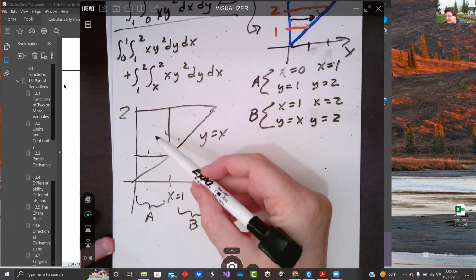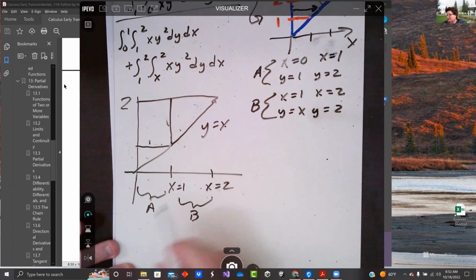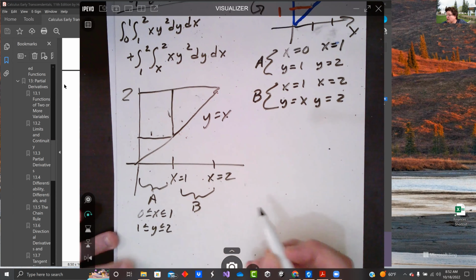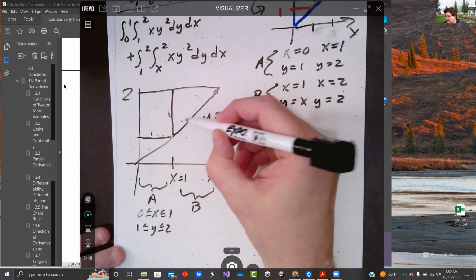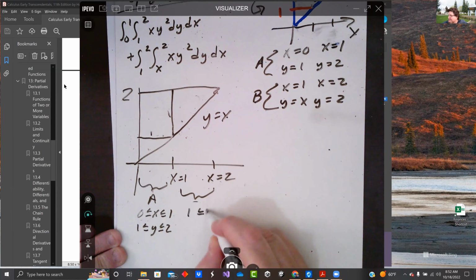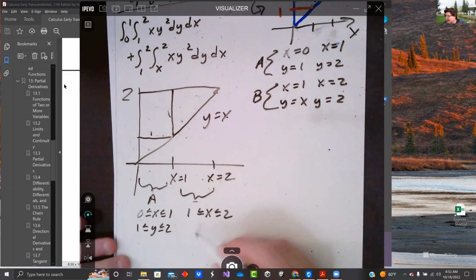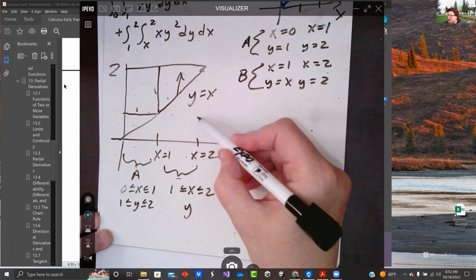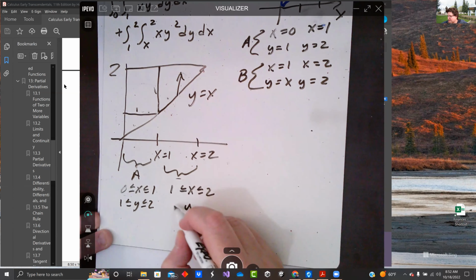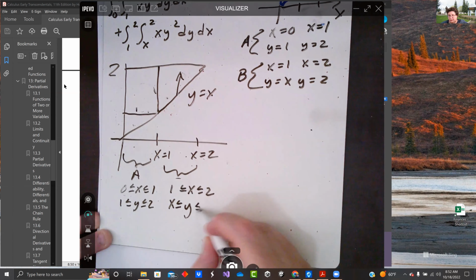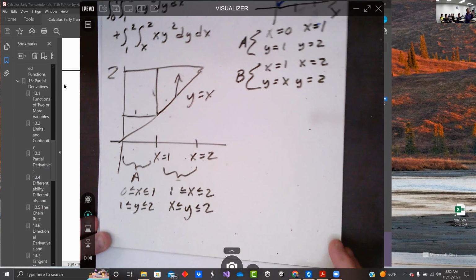Rectangular region is pretty easy. 0 is less than or equal to x, less than or equal to 1. 1 is less than or equal to y, less than or equal to 2. When I get to the other one, we're still going along x's. So I know this has got to be 1 is less than or equal to x, less than or equal to 2. I got to do this in terms of y, and I'm going upwards. Where did I start? I started at the y equals x line. So that's my lower boundary. My upper boundary is the y equals 2 line.